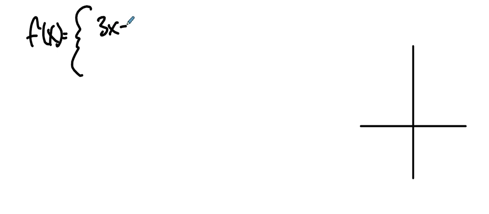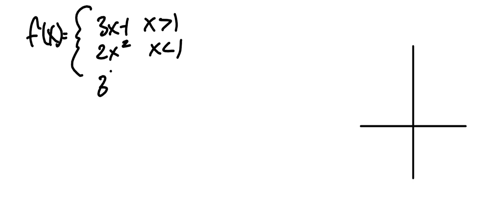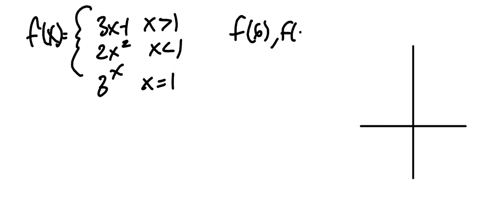All right. So piecewise functions. Essentially, let's say we have a function f of x is equal to, we're going to use a series of terms here, 3x minus 1, where x is greater than 1. So we have 2x squared, where x is less than 1. And let's say we have 3 to the x if x equals 1. So essentially, let's find f of 6, f of negative 1, and f of 1.